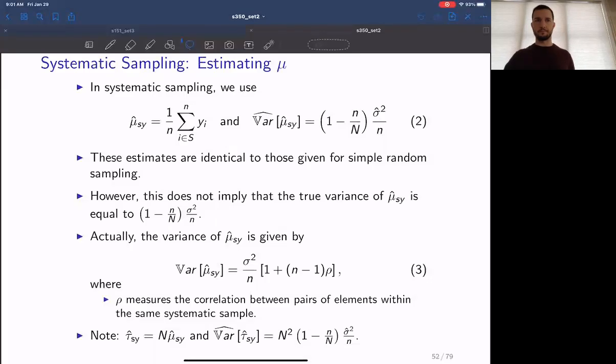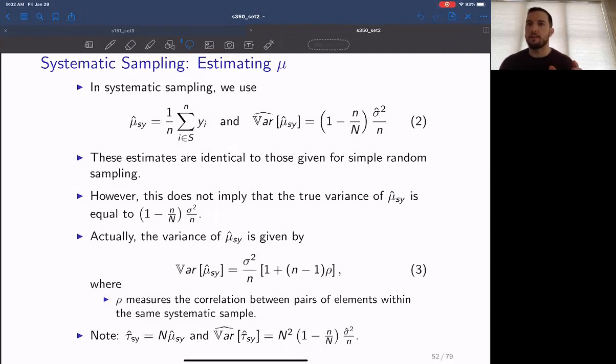The systematic stuff. So last class, we started off by looking at another example of computing the required sample size to bound an SRS estimate by a certain amount. Following that, we started to discuss systematic sampling. Systematic sampling is very similar to simple random sampling in that they use the same estimates for the mean and the variance of the mean. And those are given in equation 2 on slide 52.